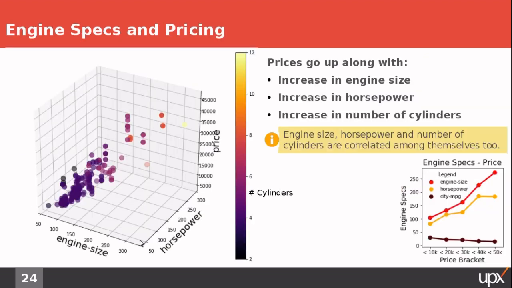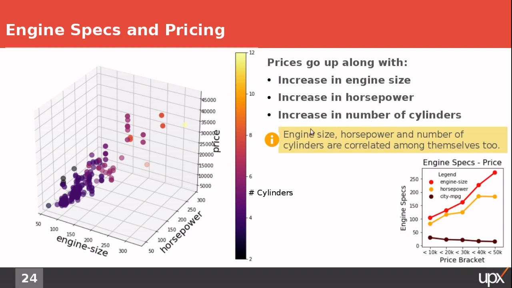Now we build a 3D graph based on all these parameters for the engine specifications. You can see that as the engine size goes down, lesser horsepower ones have got lesser price. And the blue ones, the blue to yellow range, that's the number of cylinders marked here. So you can see that the yellow and orange ones have got higher price. So the key takeaway here is the prices increase with increase in engine size, increase in horsepower, and increase in number of cylinders.